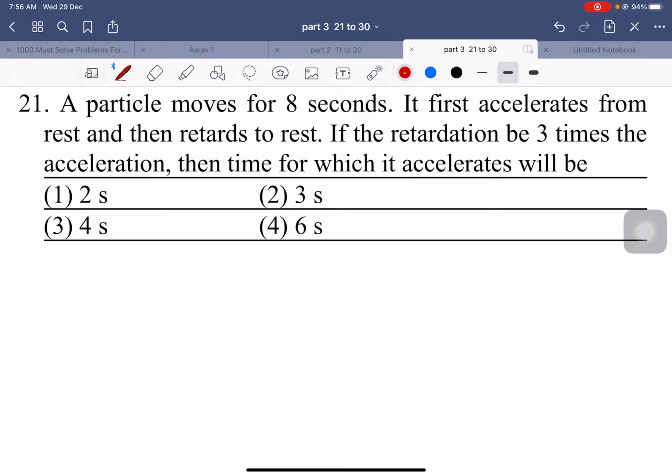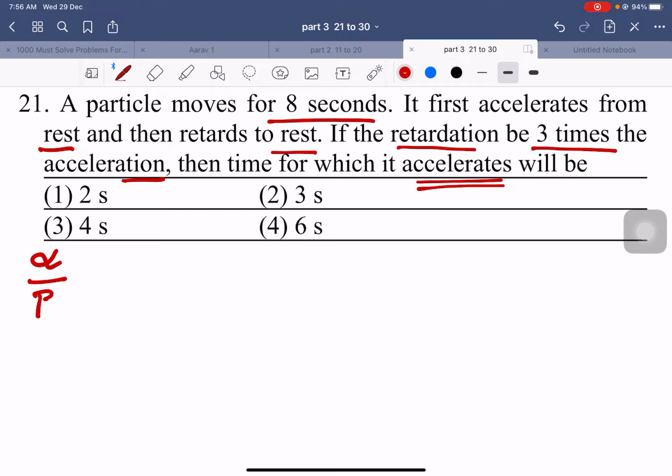A particle moves for 8 seconds. It first accelerates from rest, then retards to rest. If the retardation is 3 times the acceleration, then we have to find the time for which it accelerates, the time of acceleration.